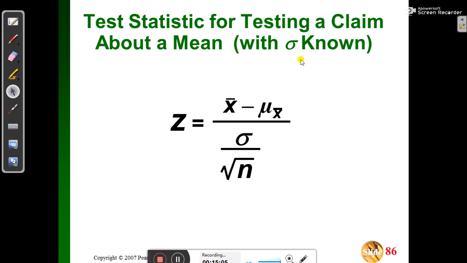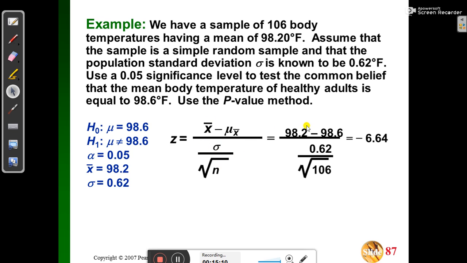So here, given the sigma, that is the standard deviation, when it is known, then we can use this equation. Using this equation, we find the z value, where x mean is 98.2 of this observed sample, and 98.6 is the population value, that is mu of x. So 98.2 minus 98.6, divided by 0.62, that is the standard deviation, divided by the square root of the number of samples 106, equals minus 6.64, and that is coming negative.